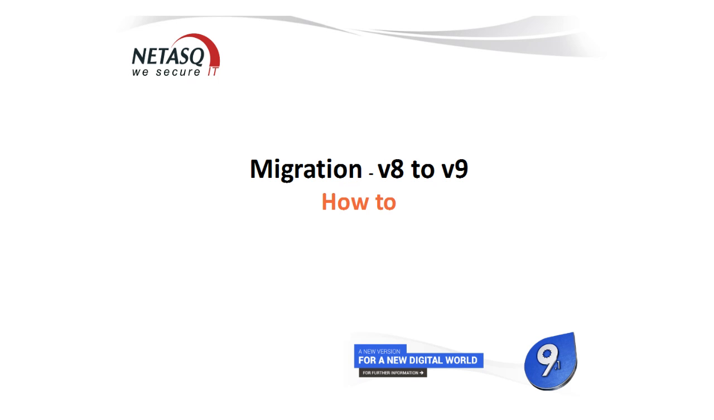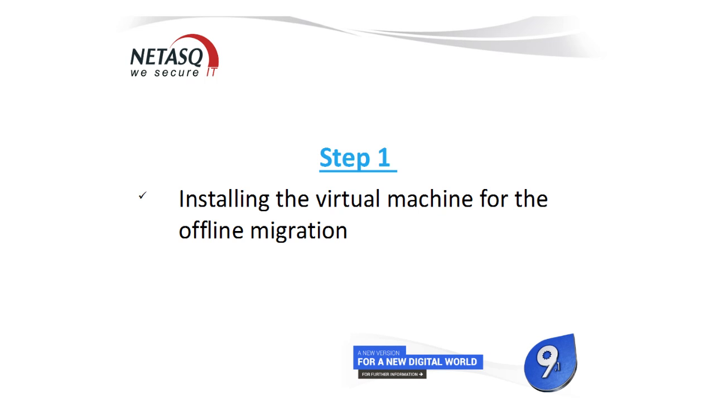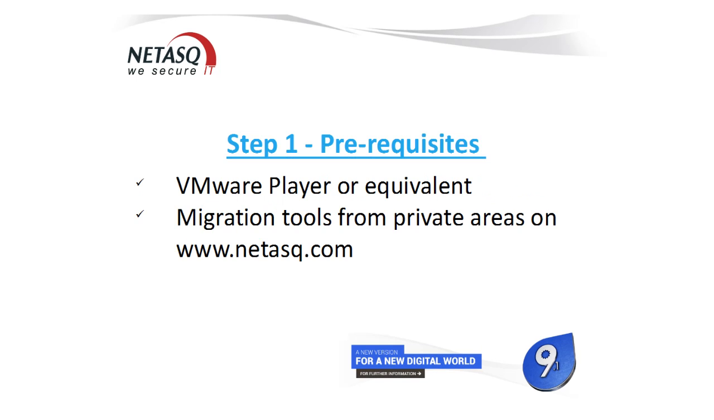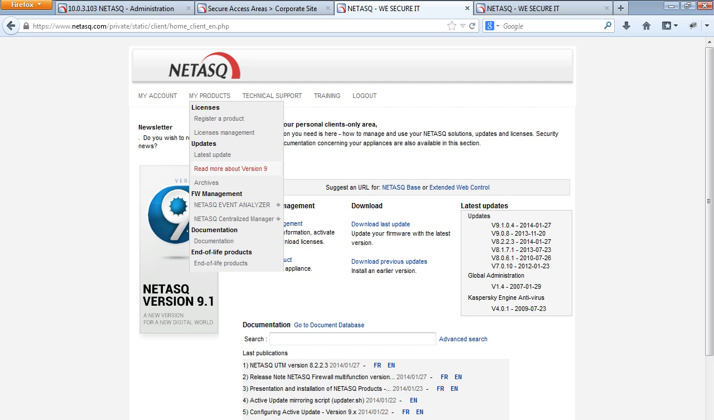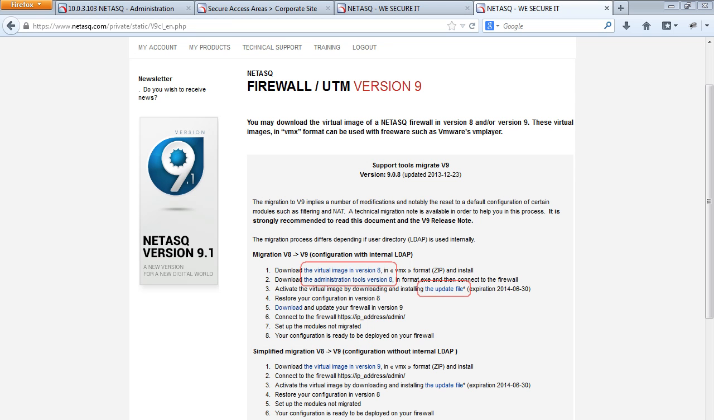This video will explain how to migrate a configuration from version 8 to version 9. The first step consists in installing a virtual machine whose goal is to perform an offline upgrade of the configuration. For that, the needs are software such as VMware Player and migration tools. The tools are at your disposal from customer and partners areas on our website www.netask.com. Save locally the image of the virtual appliance, the activation kit, and the administration software before continuing.